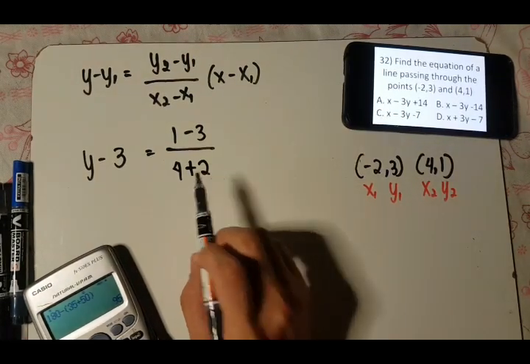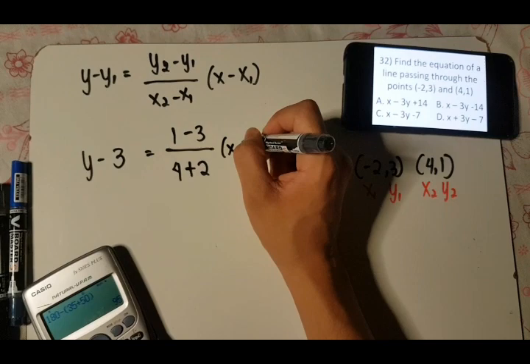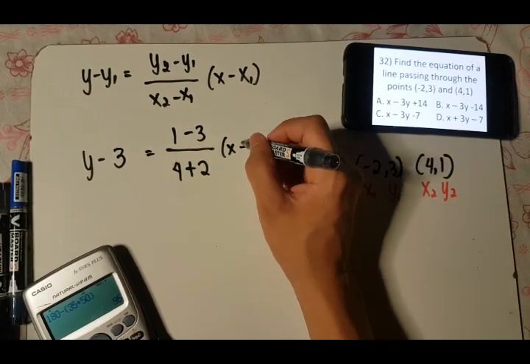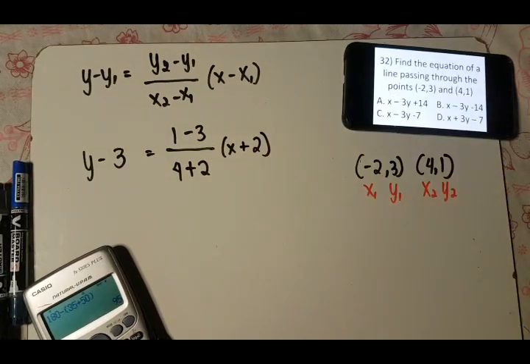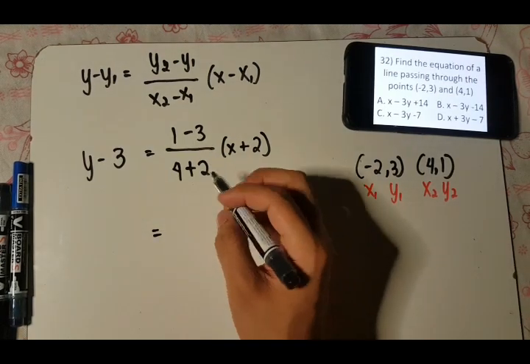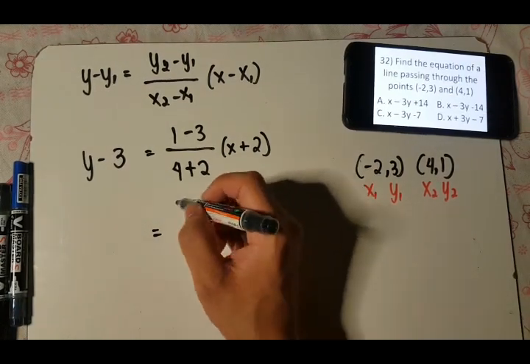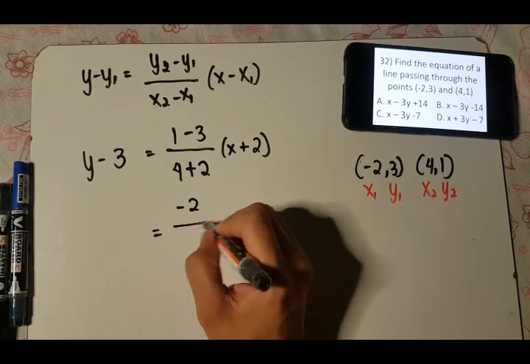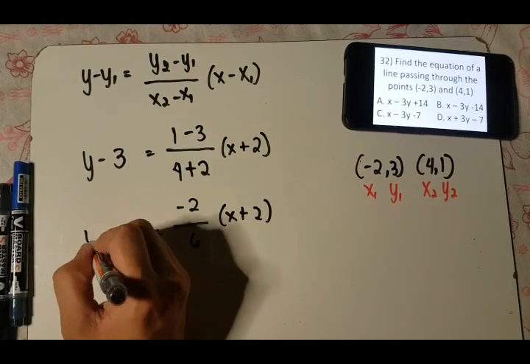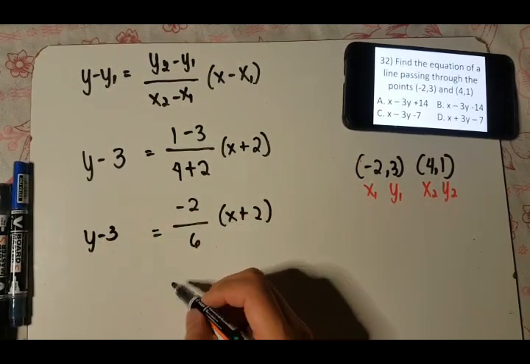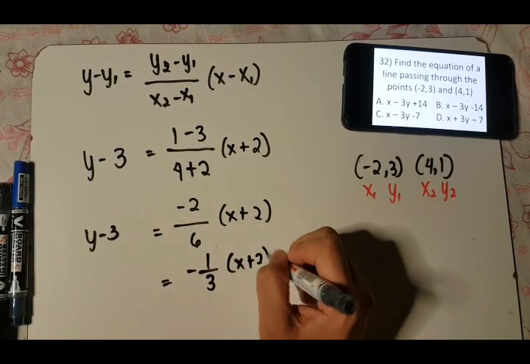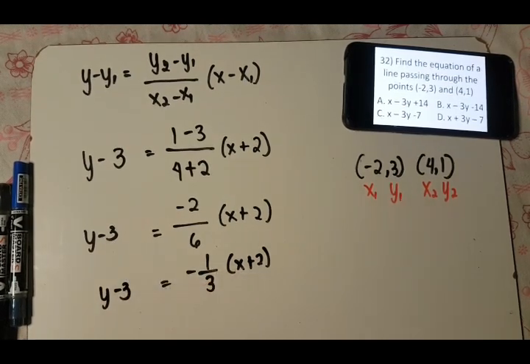Bakit plus 2 negative? Negative is positive. So, x minus x sub 1, which is negative 2. So, negative and negative, that is positive 2. Okay? So, simplify lang natin ito. So, 1 minus 3, that is negative 2 over 6. So, x plus 2, y minus 3. So, pwede pa natin itong i-simplify. So, negative 1/3 x plus 2, y minus 3.